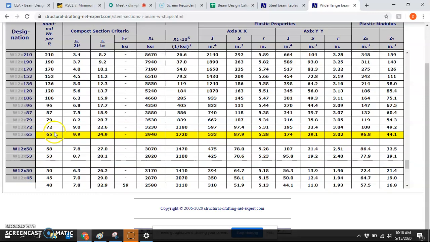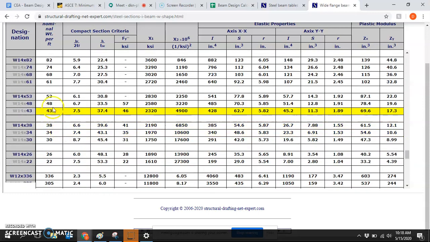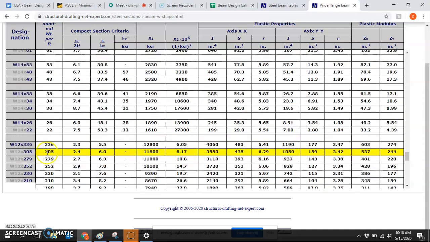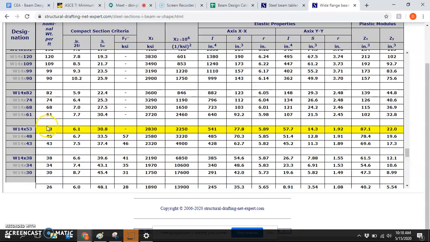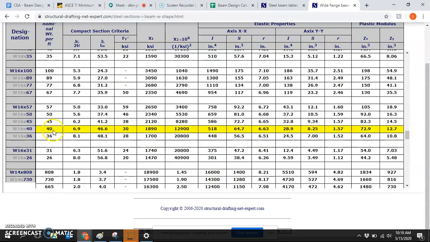So we want to look at W14s to see if there's anything lighter than a W12x30. And is there one that exists? Yes, W14x26 is more than 39, and it's lighter. It's 4 pounds lighter, which means it's less material. So now W14x26 is the next one. We'll look at W16. Are there any lighter W16s?